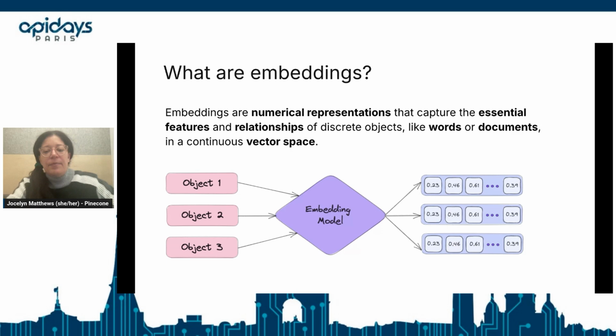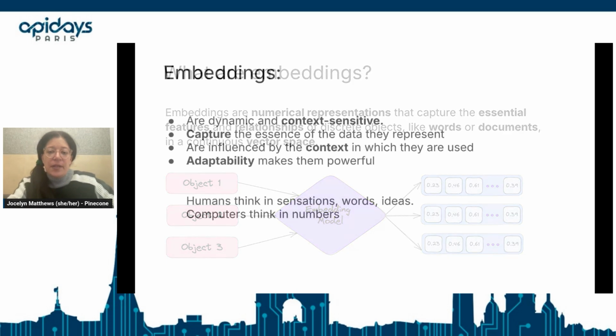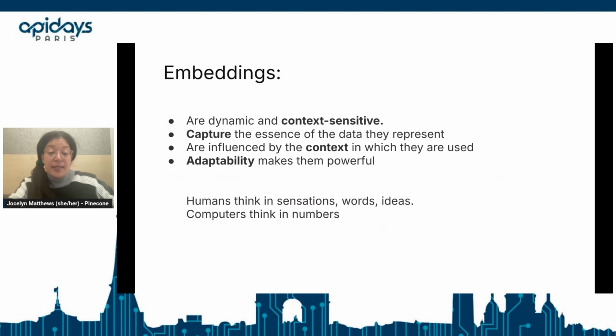Importantly, these vectors capture the underlying meaning of the text or other data that was supplied to the model. So that means that embeddings are dynamic and context sensitive. They capture the essence of the data they represent, but they're influenced by the context in which they're used. So for example, embeddings that are trained on general text might not perform as well in specialized domains like medical or legal text, but you can find groups that are specialized to those domains. The adaptability is what makes them powerful, and this also means that you need to require careful consideration when you're choosing and training your models for specific applications.